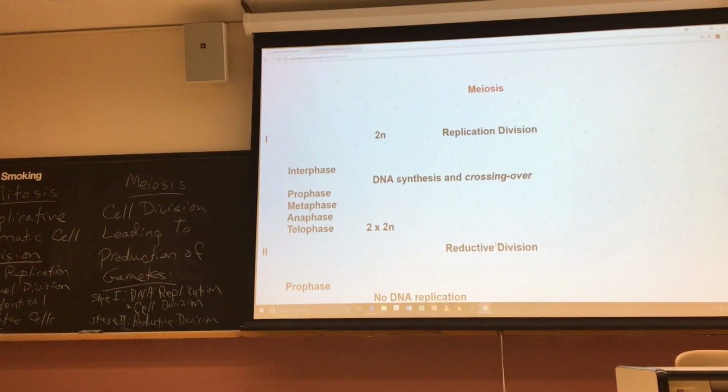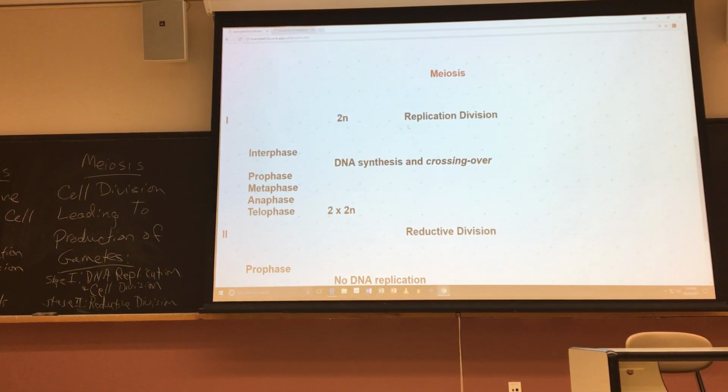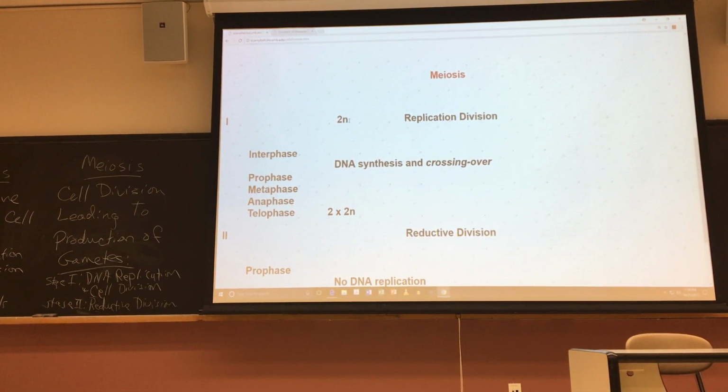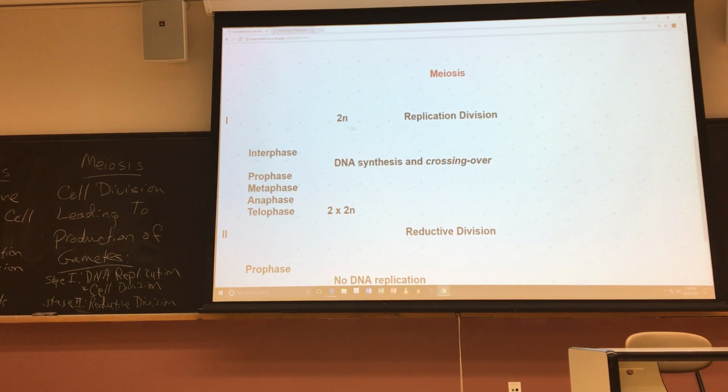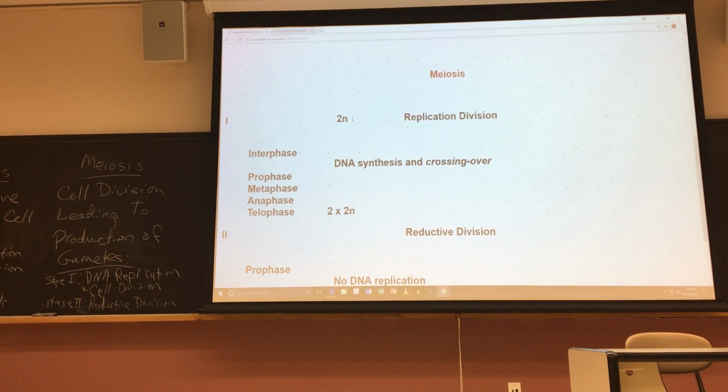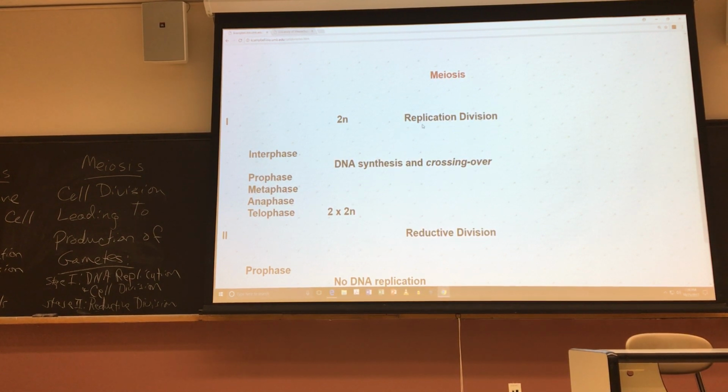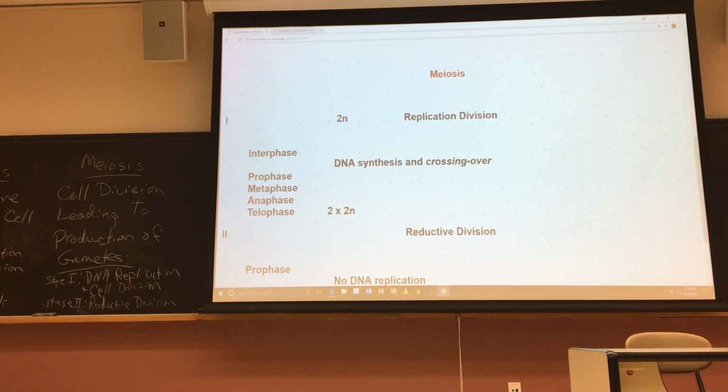Meiosis, 2 stages, the replicative division. You start out with 2N. These would be the germ stem cells. In the case of the female, you would have oogonia. In the male, it's spermatogonia. When they commit to meiosis, they undergo replicative division. They go through an interphase where DNA synthesis occurs, and this is the big difference, crossing over occurs.